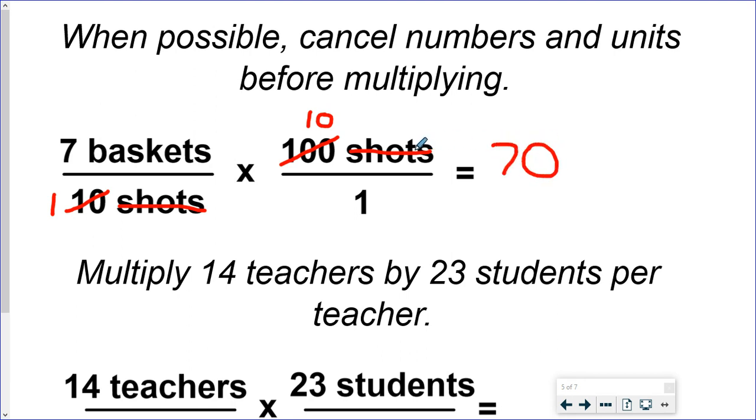And what's my label? The shots are gone. I just have the word baskets only, so I'm just going to put here baskets. I love writing with this little ink pen, but we're going to keep doing it anyways because it's good to have the full label. If I ask you to put labels on there, I should put labels on my answers too. So the answer would be 70 baskets.